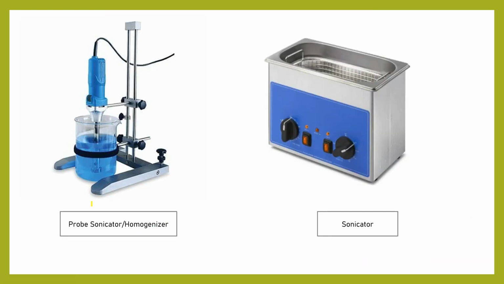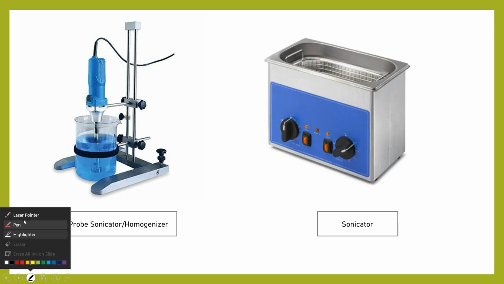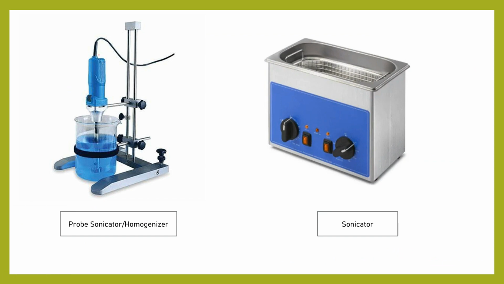Then this is the probe sonicator, that is the homogenizer. See here, this is the homogenizer, and this is the solution in the beaker. This machine can homogenize the materials. This rotating part can homogenize the materials or the tissues present in the solution in the beaker.